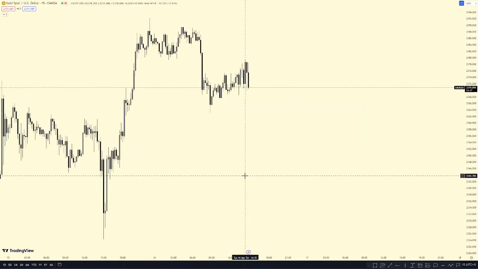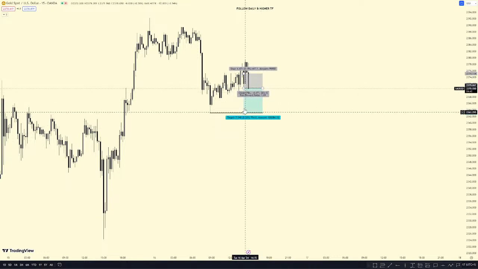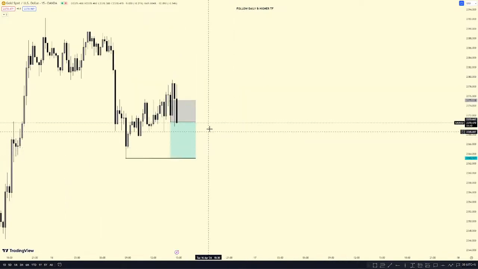So let's check what else. Yeah, gold. As for gold, I think I made that call when we started that I'm entering at this point here. Yeah, so it's a sell stop order.